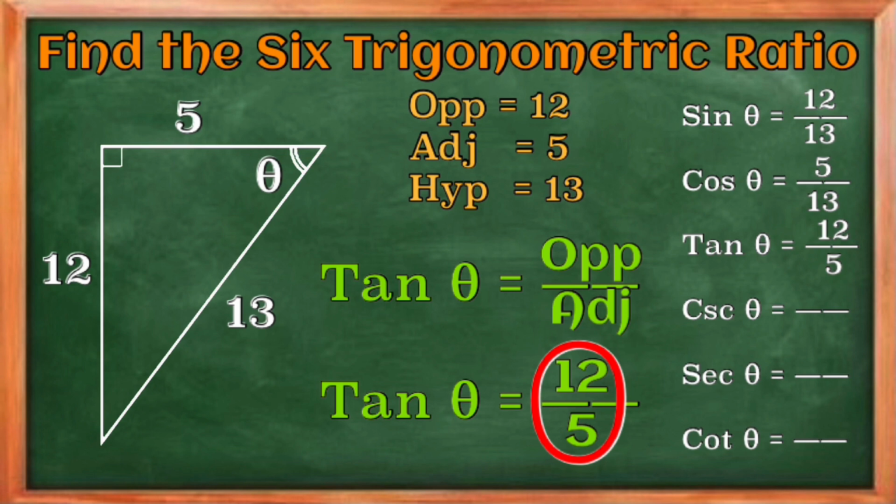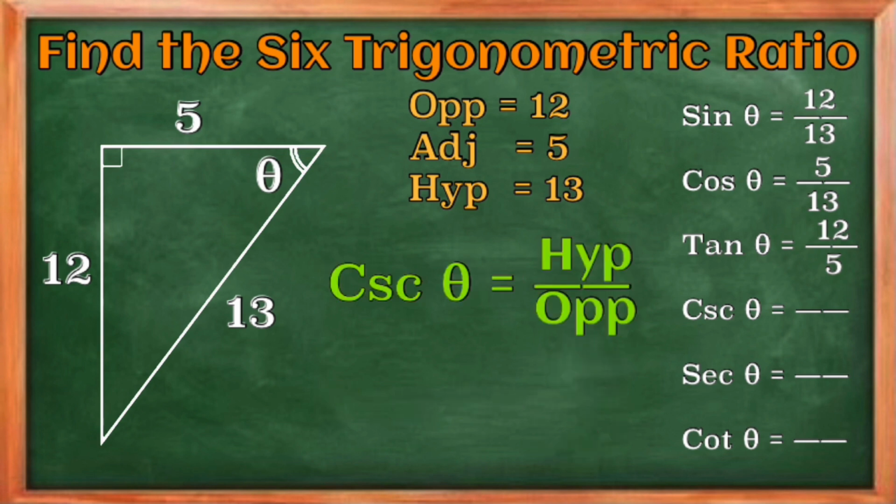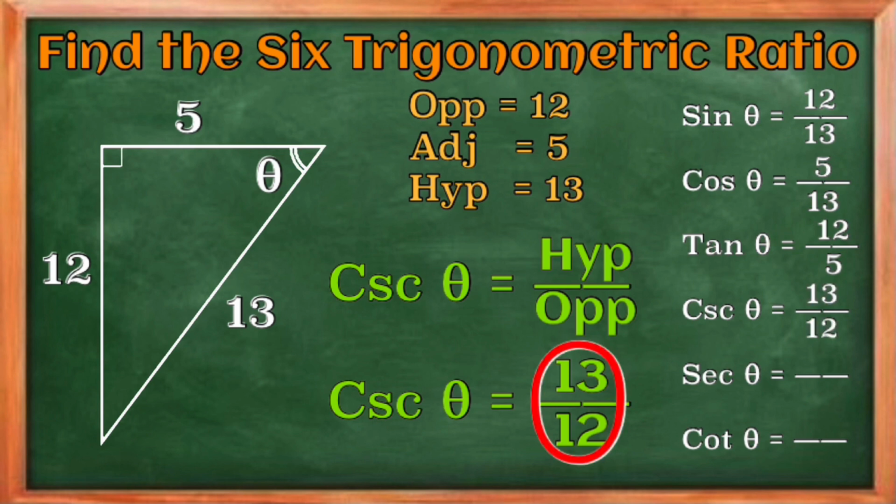Next is the cosecant theta. Again, cosecant theta is equal to hypotenuse over opposite, and hypotenuse is equal to 13, and opposite side is equal to 12. Therefore, our cosecant theta is equal to 13 over 12.